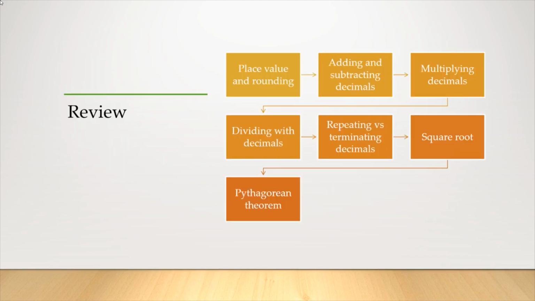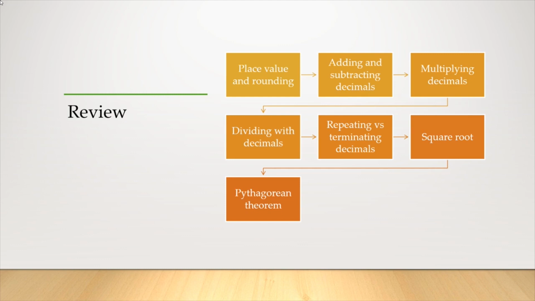So what did we go over? Let's review. So we went over place value and rounding. We went over adding and subtracting decimals, multiplying decimals, dividing with decimals. When you're adding and subtracting decimals, the key is to line up the decimal. Multiplying decimals, you can ignore the decimal at the beginning, but then you use it at the end. Dividing decimals, you want to make sure that whatever you're dividing by is a whole number.